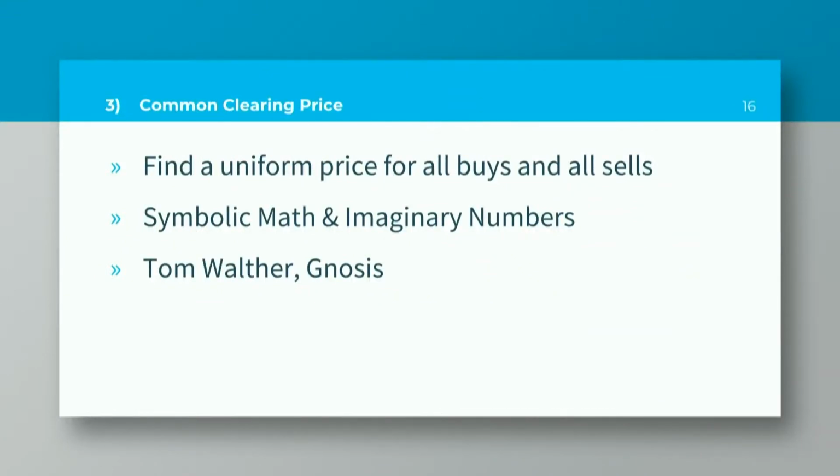The third one is kind of the holy grail, and it's this: find a uniform price for all buys and all sells. However, the math to execute that is really not practical on the Ethereum Virtual Machine. Thanks to Tom Walter, also from Gnosis, we came up with a method for finding this clearing price and a schema for implementing it even when you don't need to actually calculate that price on chain.